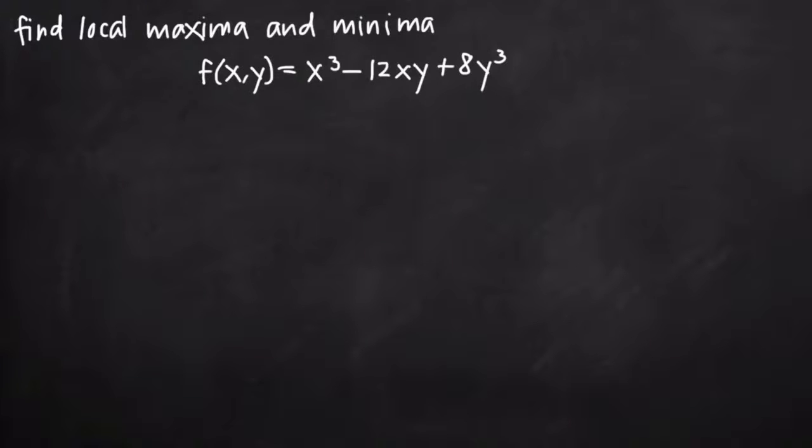Today we're going to be talking about how to find local maxima and minima of the function. And in this particular problem, we've been asked to find the local extrema of the function f of x, y is equal to x cubed minus 12xy plus 8y cubed. Now the way that we're going to find local maxima and minima is using the second derivative test.